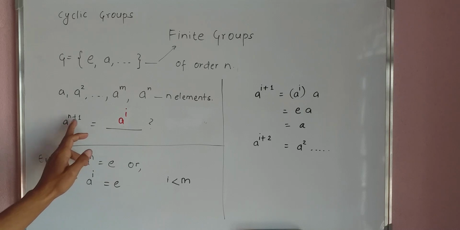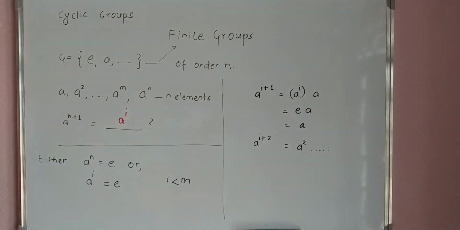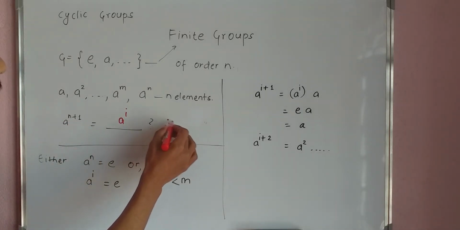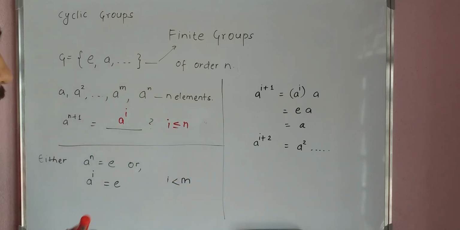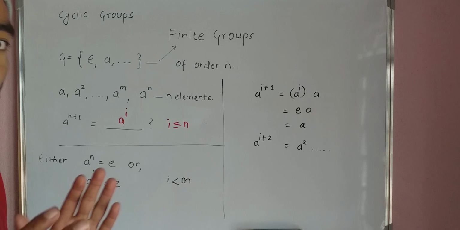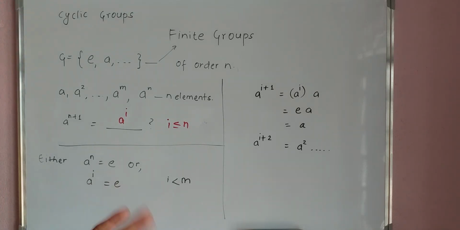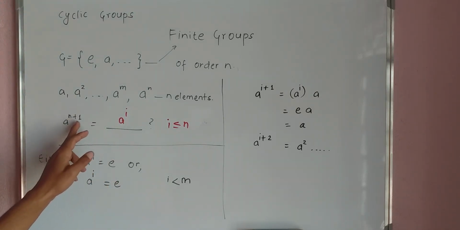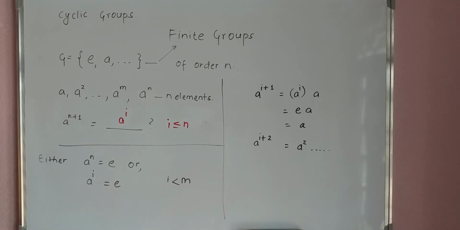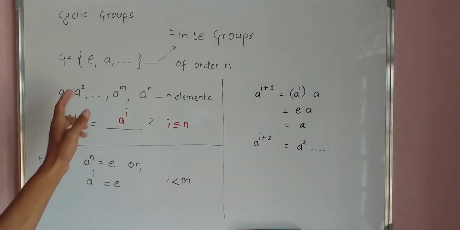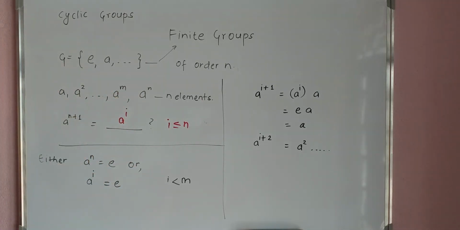Therefore, a to the power n plus 1 is equal to a to the power i for i less than or equal to n. Now because G is finite, the number of elements in G is limited, and that led to this repetition. a to the power n plus 1 is again repeated from one of these n elements, and this repetition led to the cyclic groups.